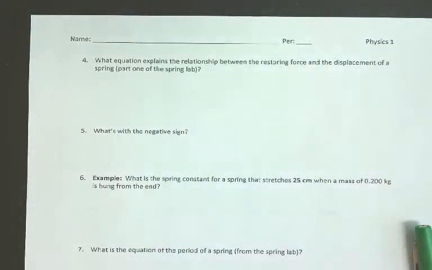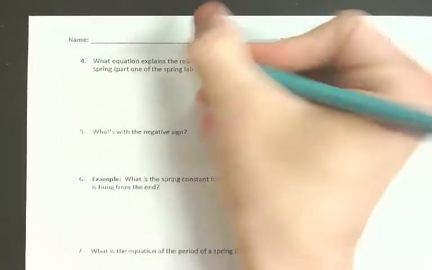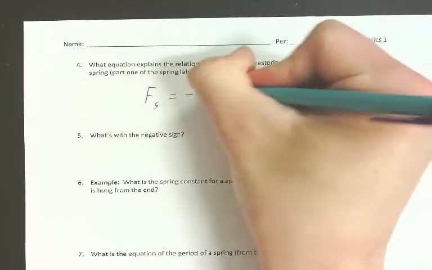Number 4. What equation explains the relationship between restoring force and the displacement of a spring? This was in part A of the lab, so you've already seen this equation before. It's this, Fs equals negative Kx.